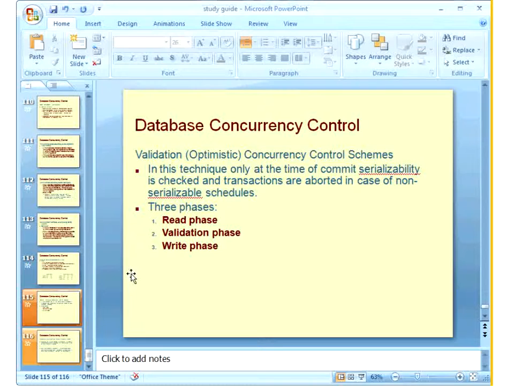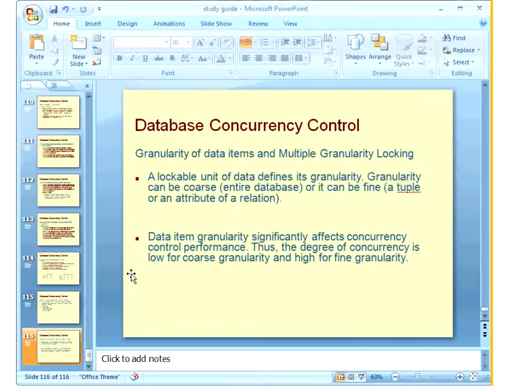Then validation-based concurrency control schemes. In this technique, serializability is checked only at the time of commit, and transactions are restarted in case of non-serializability. So it means serializable schedule. Once the transaction is over and about to commit, at that time serializability is checked, and there are three phases: read phase, validation phase, and write phase.